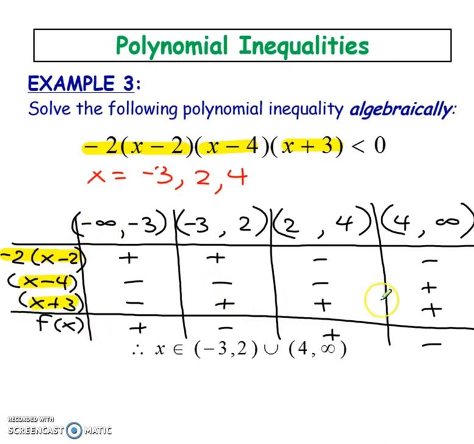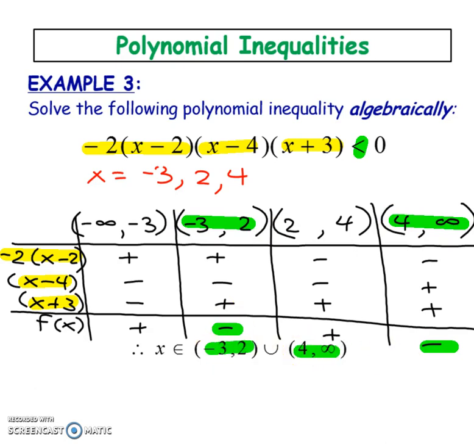Okay, and you do the exact same thing. And then you answer the question. You say, well, which of these final intervals is less than 0? So in other words, a negative. That would be this one and this one. So your answers are these two intervals. See?